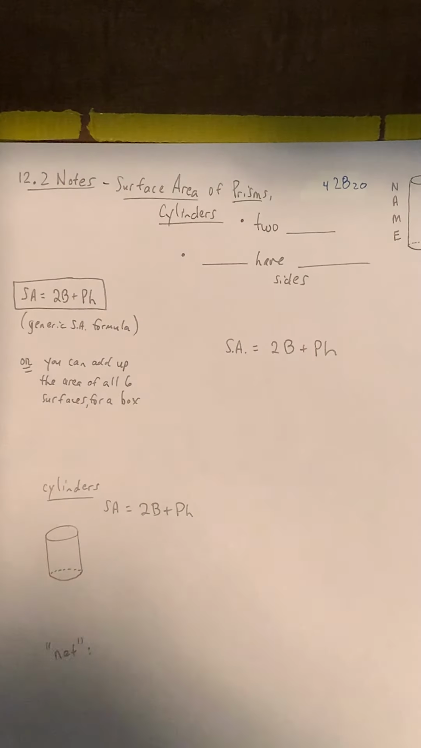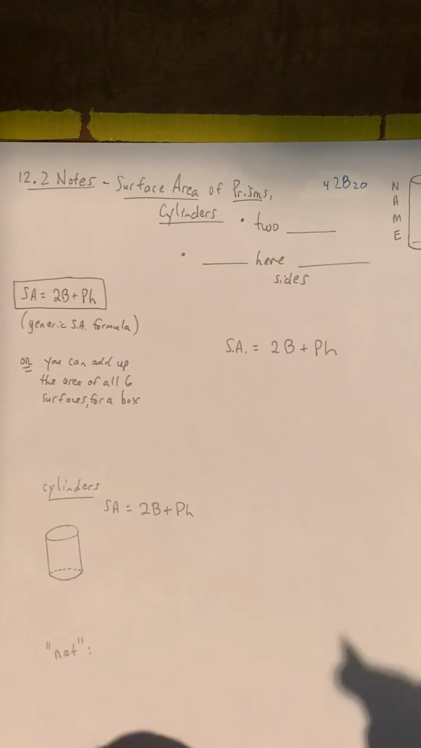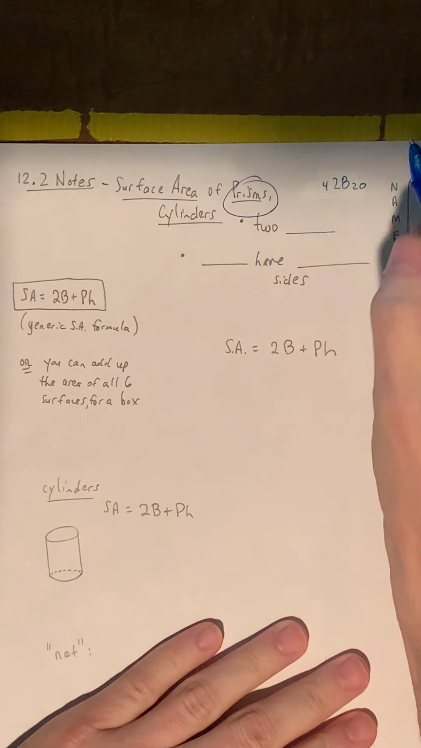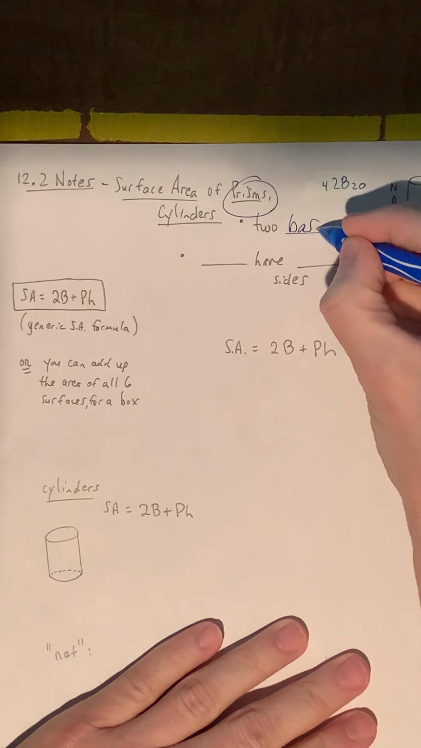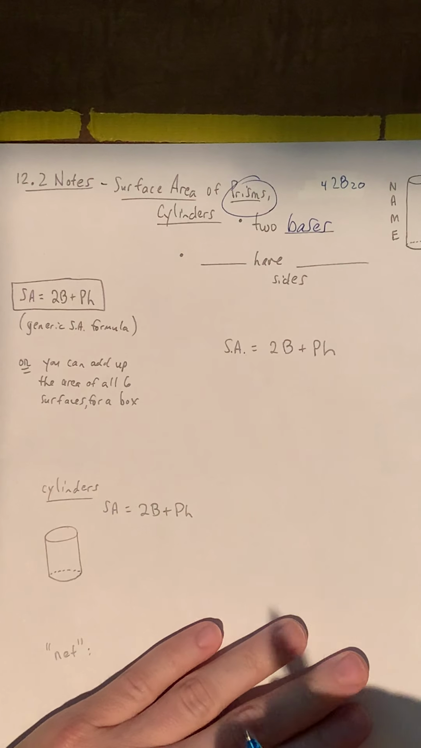We're going to talk about section 12.2, the surface area of prisms and cylinders. We've talked a little bit earlier in the year about what prisms and cylinders are. We'll talk about prisms first. Remember that prisms have two bases. Every prism has two bases.